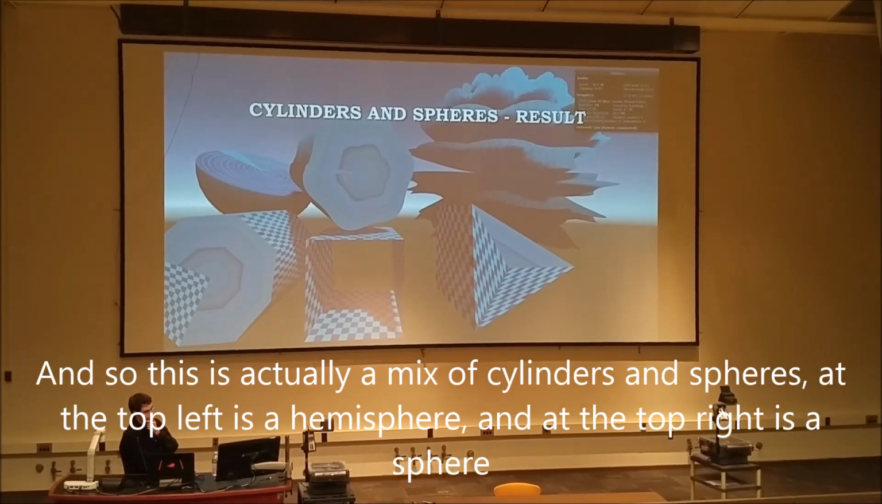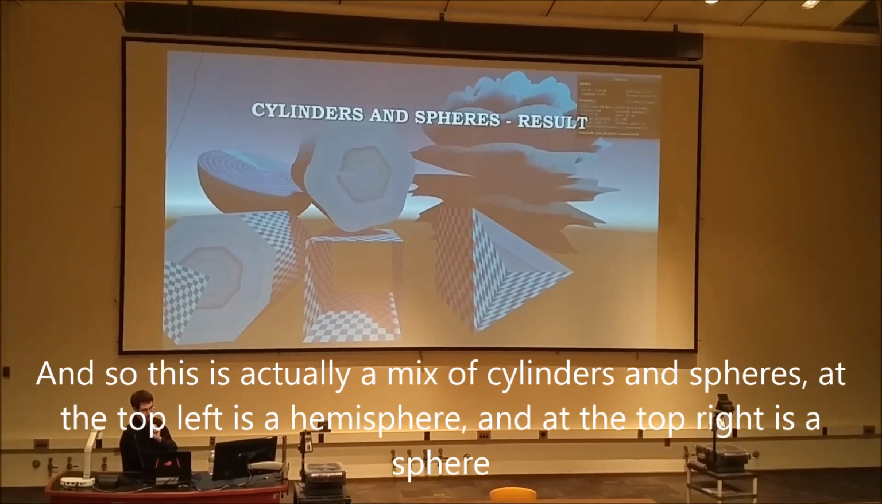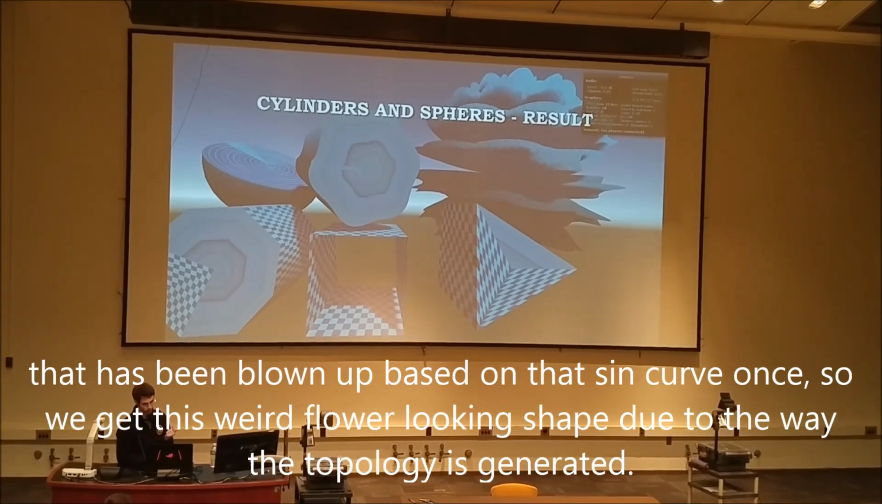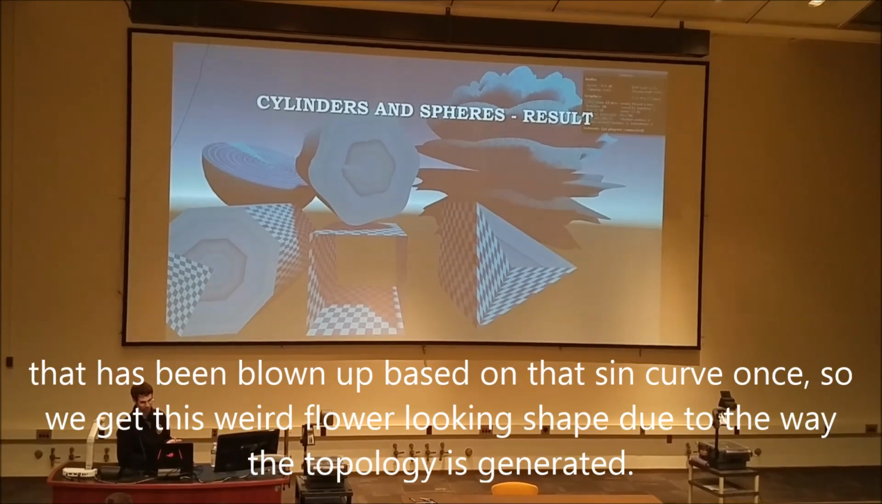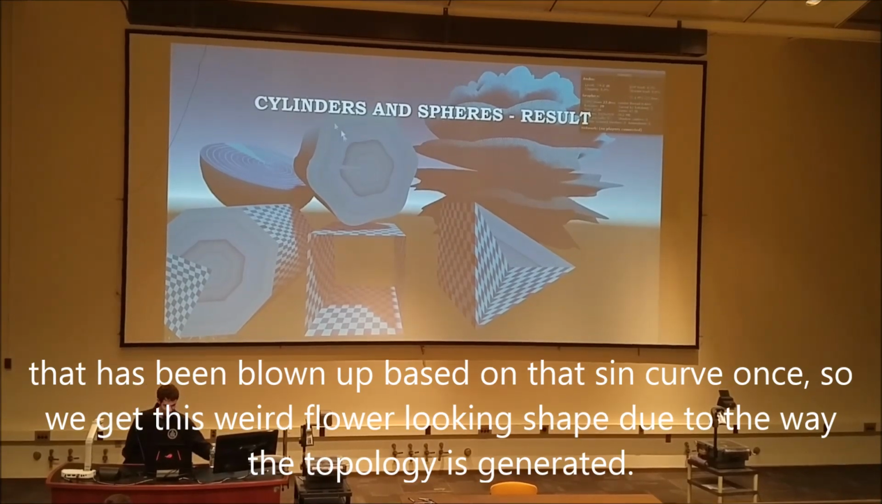And so this is actually just using cylinders and spheres. The top left is a sphere, and the top right is a sphere that has been blown up based on that sine curve once. So like I mentioned, you get a sphere and a flower.